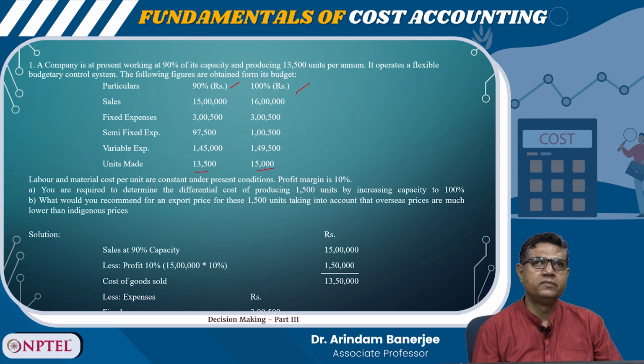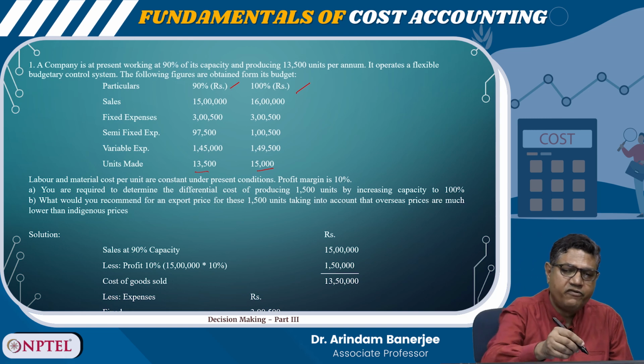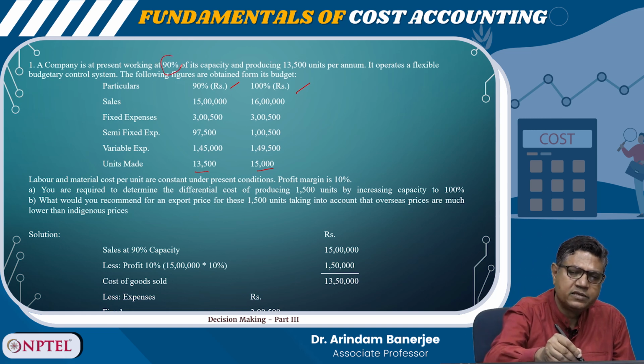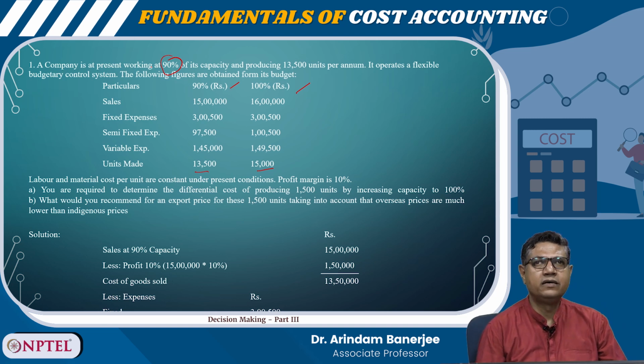The first important point is that the company is currently working below its full capacity. It is working at 90% and producing 13,500 per annum. That means 100% capacity is around 15,000 units. For these two levels, 90% and 100% capacity, the sales, fixed expenses, semi fixed expenses, variable expenses and units made are given.